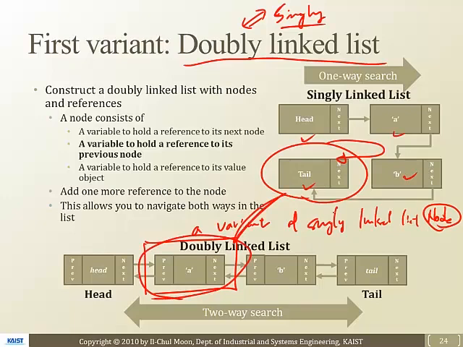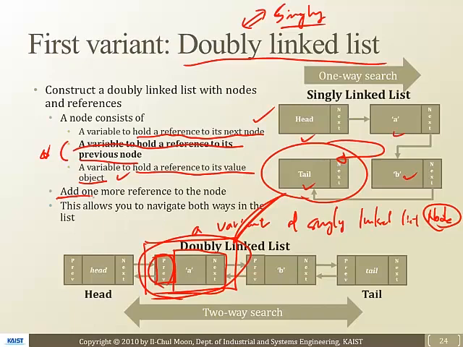How is it different? So first we have prev here, right? And previously we only had this part, and now we have this previous, a variable to hold a reference to its previous node. The other variable holds a reference to its next node, we already had this. And one to hold a reference to its value object, we already had this. This is something that we have to add more.